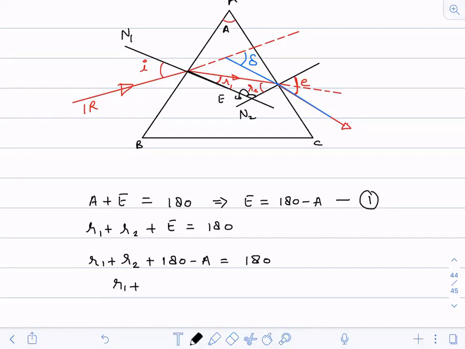So R1 plus R2, what do you get now? Do you get A? So this is our equation number 2, and this is a very, very important equation.